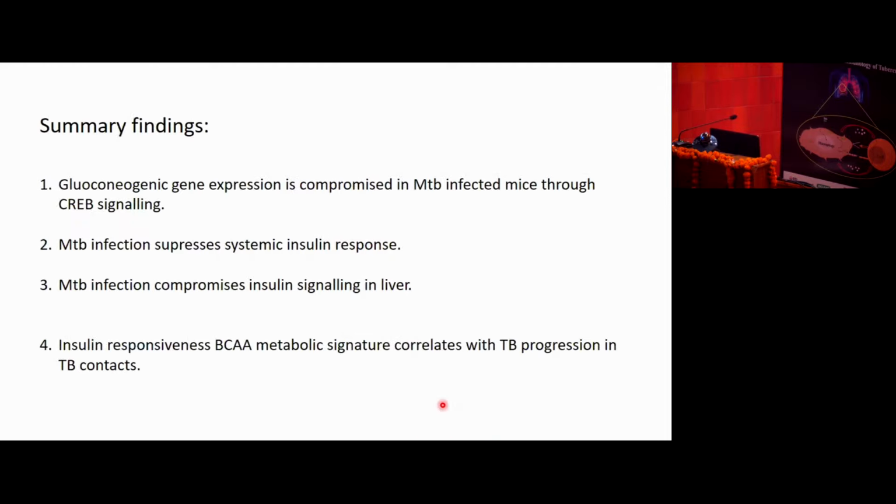So this is the summary. Suppression of gluconeogenesis happens at the early stage, and it is done through carbs. The MTB infection suppresses the systemic immune response, and we also see compromised insulin signaling in the liver, and insulin responsiveness. The disease metabolic signature correlates with TB progression in the TB context. So yes, TB induces glucose dysregulation. That's what I could say.